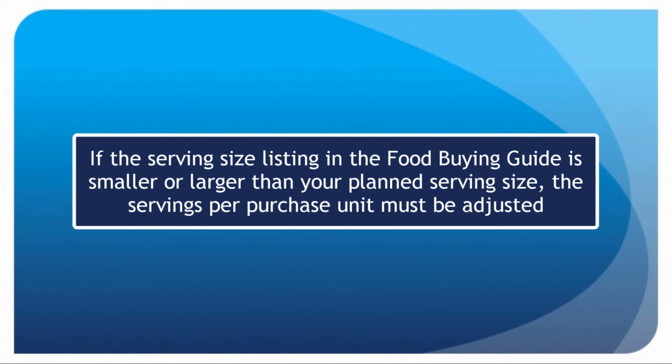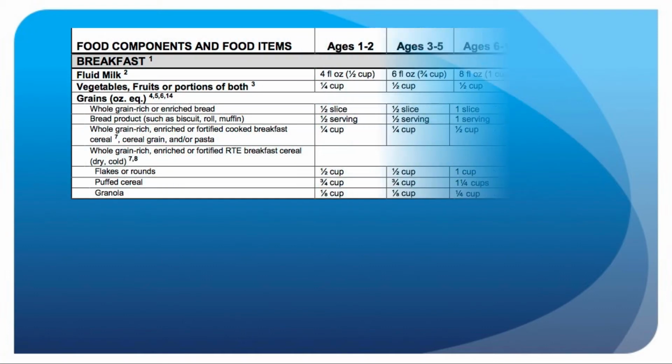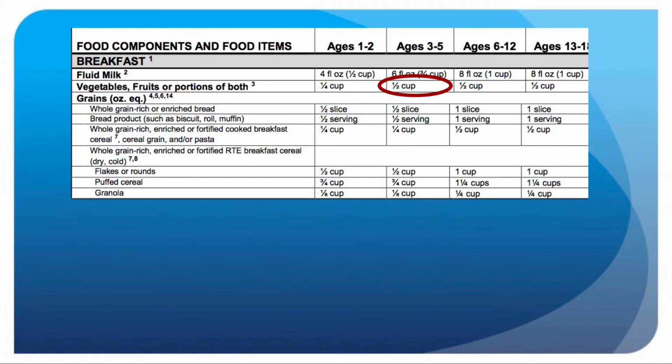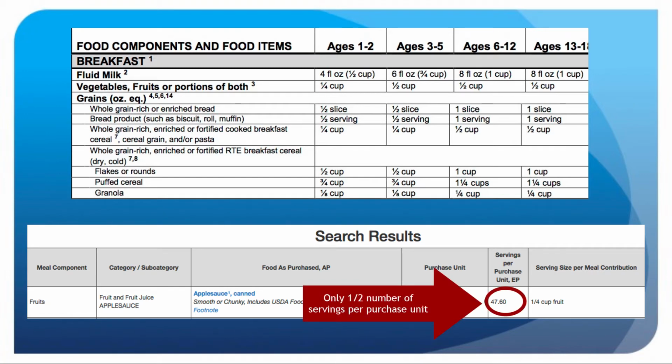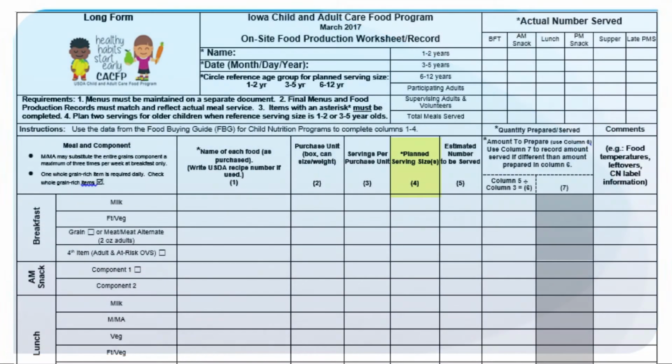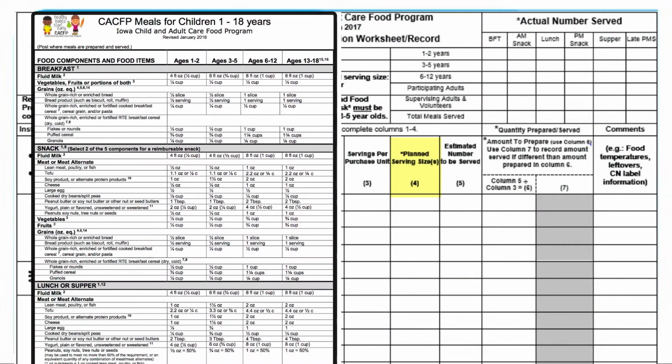If the serving size listed in the food buying guide is smaller or larger than your planned serving size, the servings per purchase unit must be adjusted. For example, if the planned serving size is 1/2 cup fruit at breakfast, but the food buying guide serving size is 1/4 cup, the planned serving size is double the serving size listed in the food buying guide. Therefore, you will only get half the number of servings from the purchase unit as listed in the food buying guide. To find the correct yield, the servings per purchase unit from the food buying guide must be divided by 2.